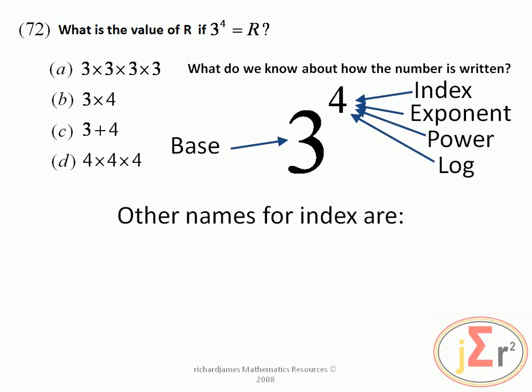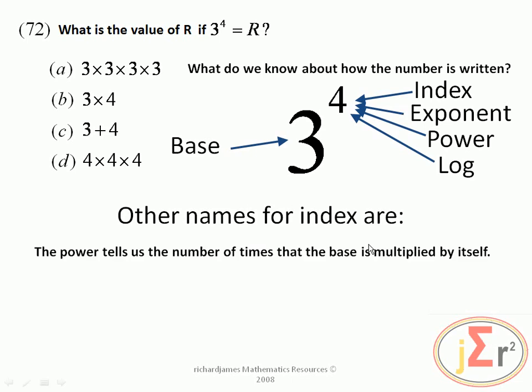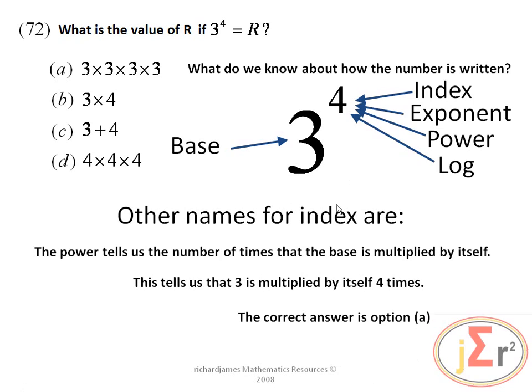Logarithm. So, the power tells us the number of times that the base is multiplied by itself. This tells us that 3 is multiplied by itself 4 times. So, 4 is the number of times that this one is multiplied by itself. So, the correct answer is option A.